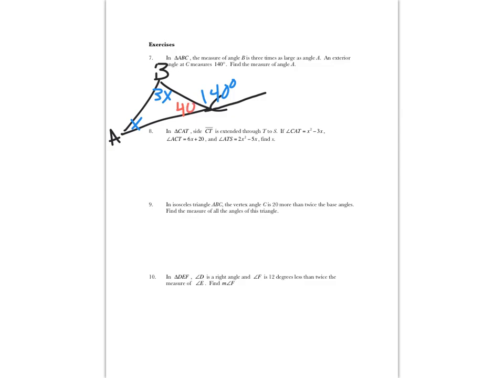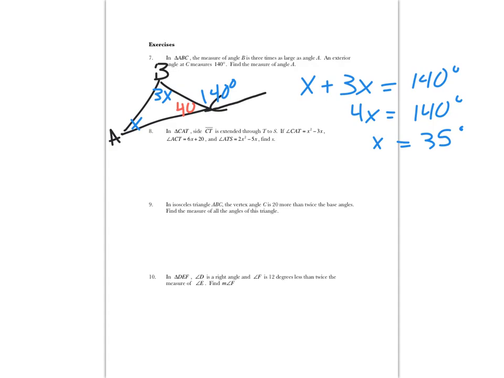And now you have a couple of different ways that you can solve this. If you remember that the measure of the two remote angles equals the measure of the exterior angle, you could solve it that way, and you end up with 4x equals 140, or x equals 35 degrees.